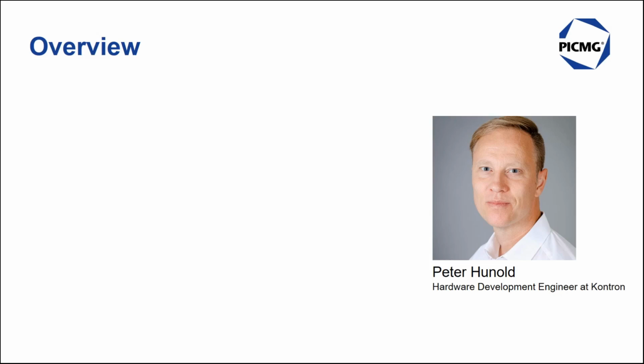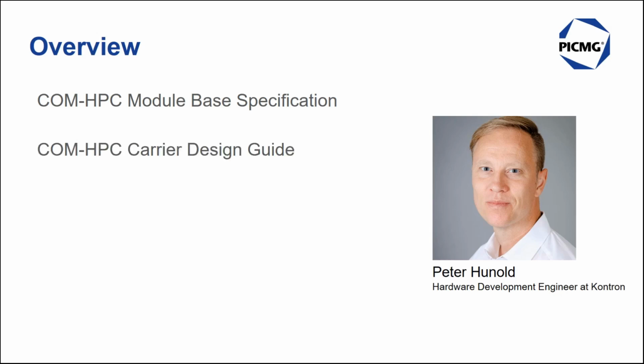Let's start with a small overview. First, I'm going to tell you about the COM-HPC module-based specification document and why I think every carrier developer should have this document too. Then I will introduce the Carrier Design Guide, where I will give a few hints about the updates for COM-HPC Mini. This is not about listing all the changes. I will use a few examples to show how to read the Carrier Design Guide, especially for COM-HPC Mini carrier development.